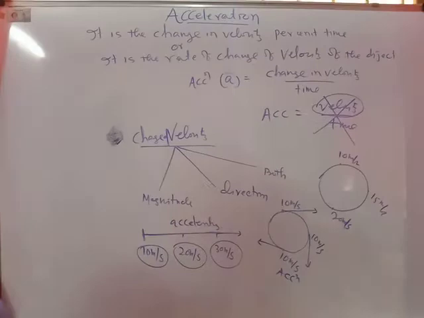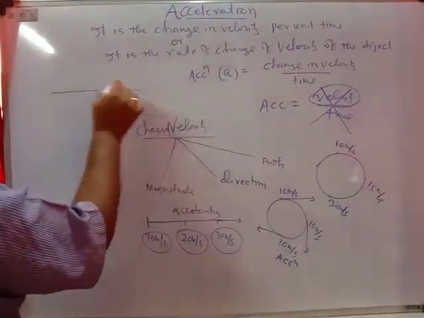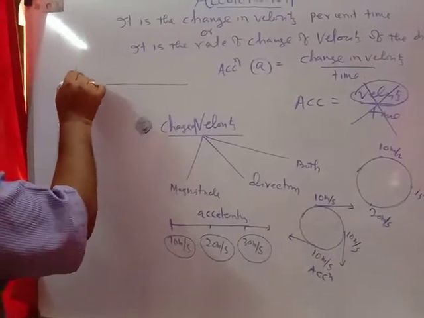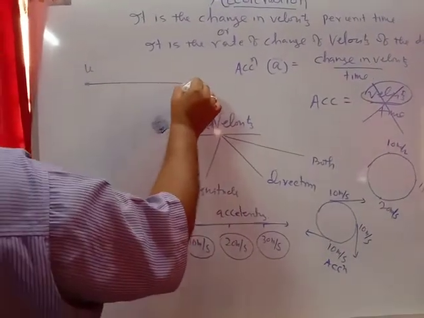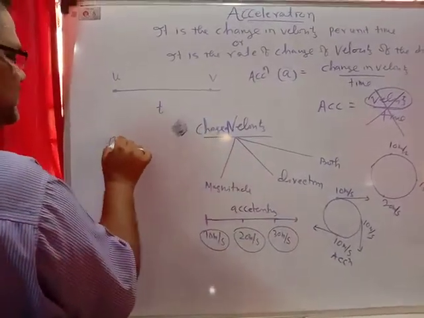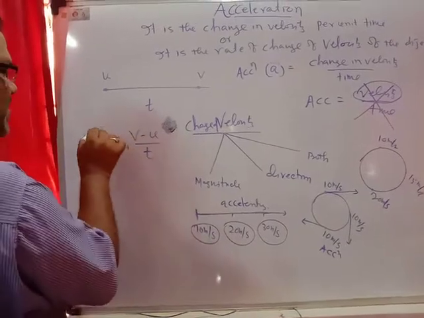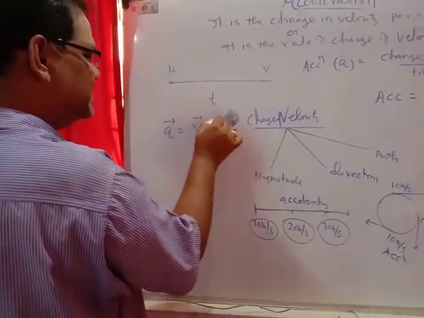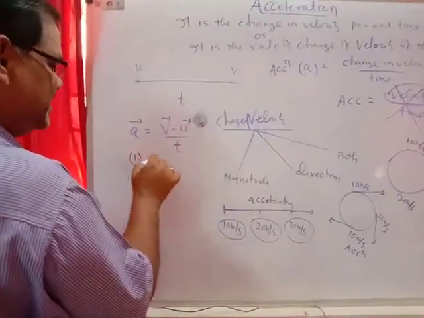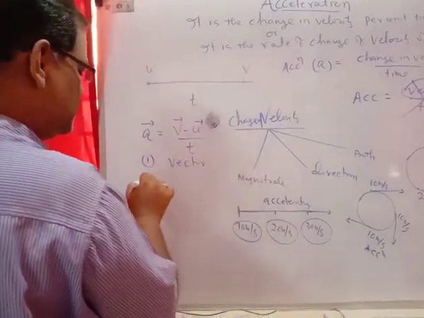So clearly, suppose the initial velocity of the object is u, and the final velocity after time t is v. What will be the acceleration? Acceleration equals v minus u by t. As it is a vector quantity, you have to represent it as a vector in this manner. So acceleration is a vector quantity.